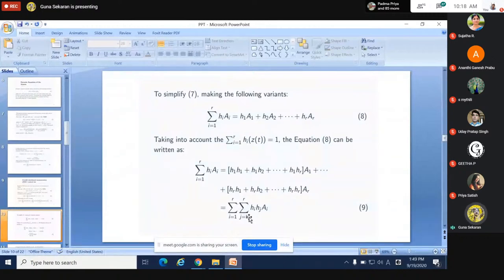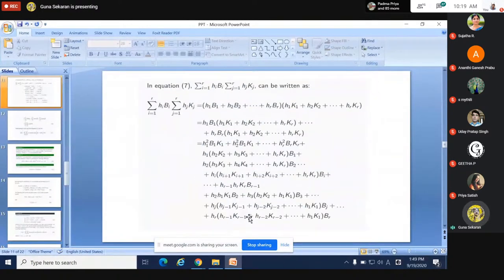So this is no problem. This is another one, one big problem here. This is a different kind. This means the matrices are different, B_i and K_j. The dimension is different, and the gain matrices are different. That means the summation i ranges 1 to r of h_i B_i, and the summation j ranges 1 to r of h_j K_j.